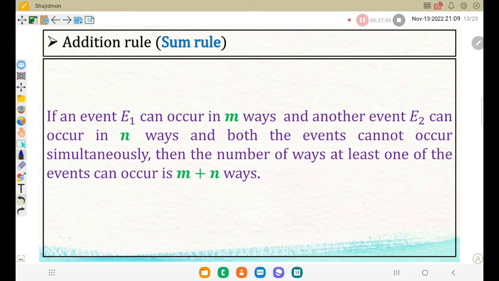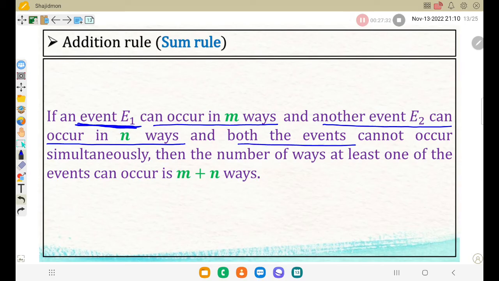Now I am going to the addition rule. When we are using the addition rule, if an event E1, first job or first task, can occur in M ways, and another event E2 can occur in N ways. 2 events are there, 2 jobs are there. First job occurring in M ways, second event occurring in N ways. Both events cannot occur.